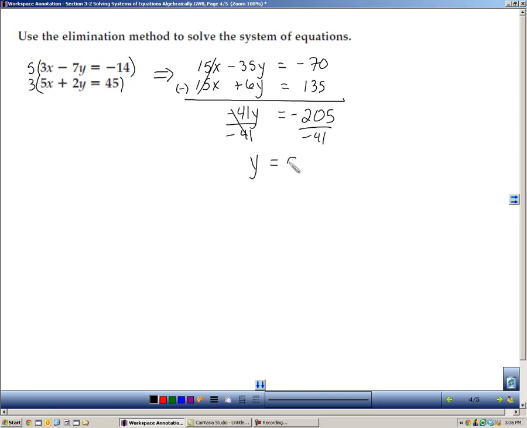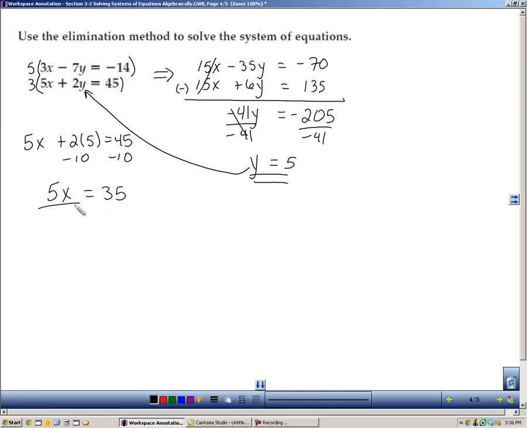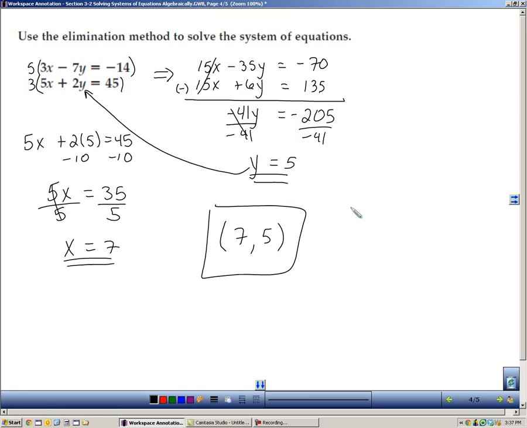So y is going to equal 5, and then we take that 5 and we plug it back into one of the originals. I like the second one. So 5x plus 2 times 5 equals 45, and then we'll subtract 10. So 5x equals 35, and then finish off by isolating the x. X equals 7. Now even though we found the y first, when we write the answer, or the solution, we put them in alphabetical order. So the 7 comes first and then the 5.